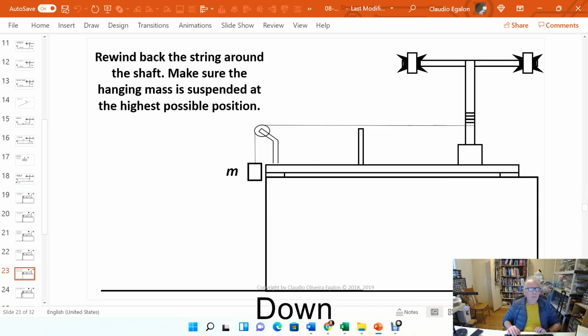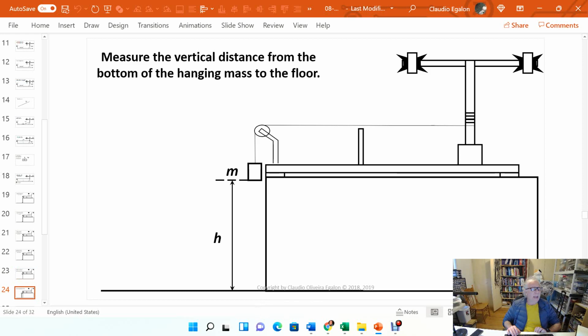What else do you have to do? Bring the mass as high as you can. Bring the hanging mass as high as you can, and measure the height h. Measure the height h from the bottom of the mass to the floor. H is measured with either the meter stick or the ruler.